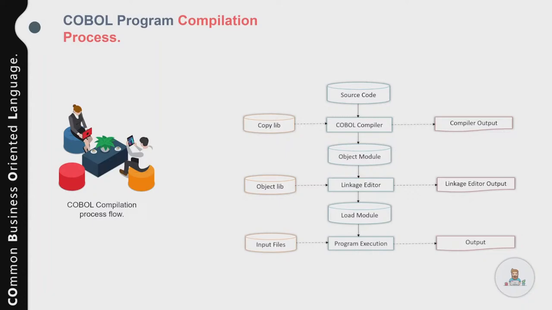The object code is used in our second step, that is the linkedit step. In this step, the object code is linked with a subprogram, in case you're using any subprogram in your COBOL program. Please note that the subprogram should be compiled separately before compiling your main program. And the output of the linkage editor is a load module that can be executed or run via JCL.